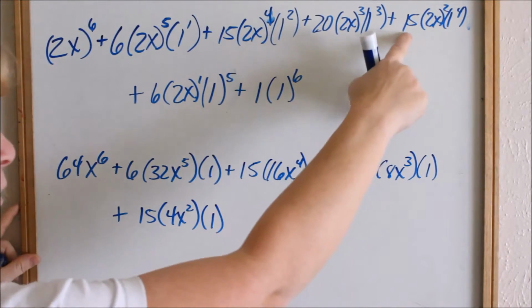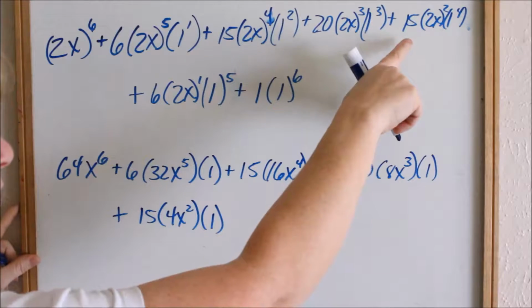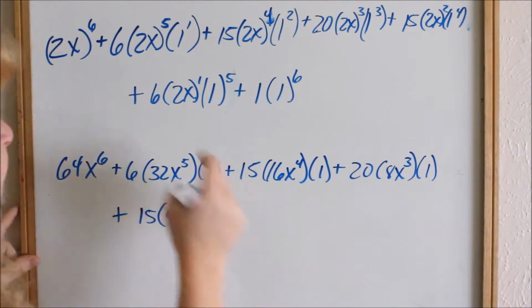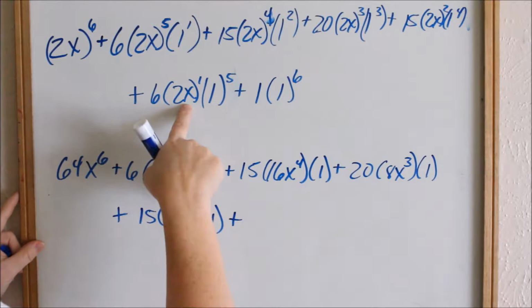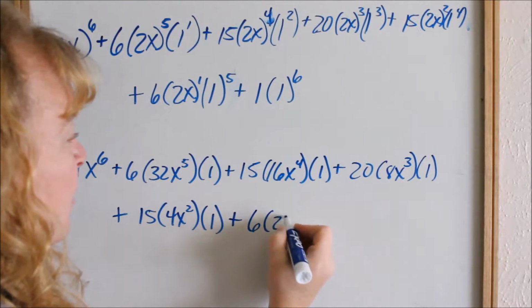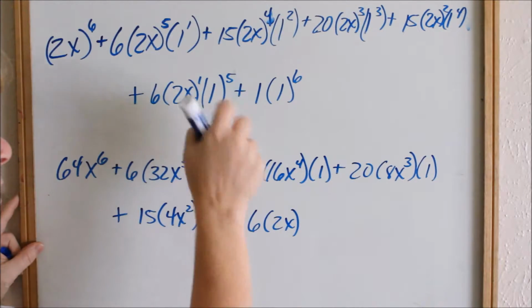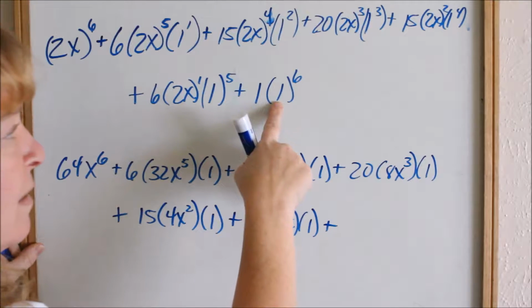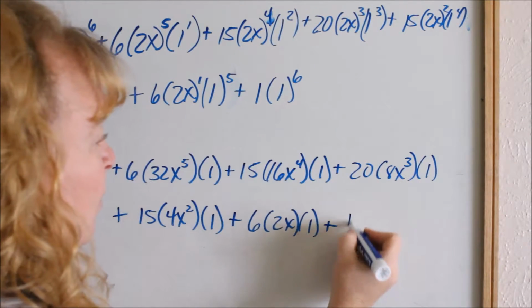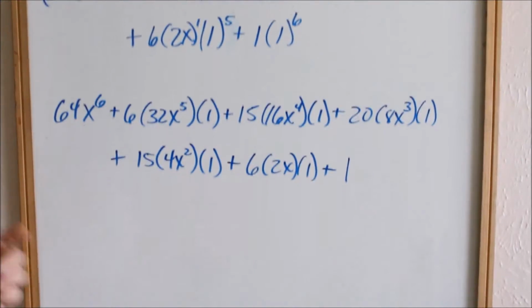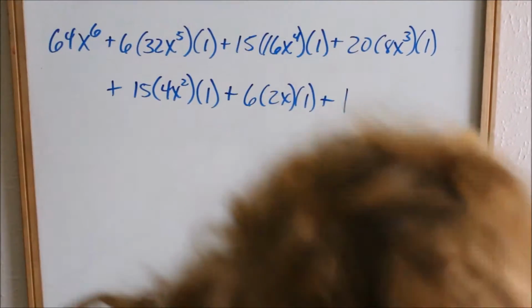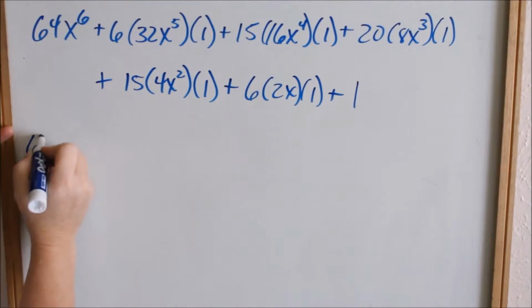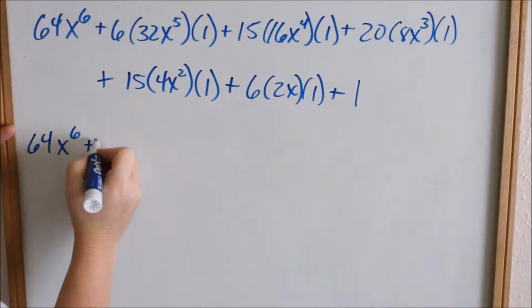So everything is multiplied. Up here in your formula, everything is multiplied in each little term. 15 times this times this. Okay, now we're at this point. 6 times 2x to the 1st. 2x to the 1st is just 2x. 1 to the 5th is still 1. Now I'm at this. 1 to the 6th is 1 times 1 is just 1. Now let's simplify within each term. Keep simplifying. So here, there's nothing to do here, so that will be 64x to the 6th.